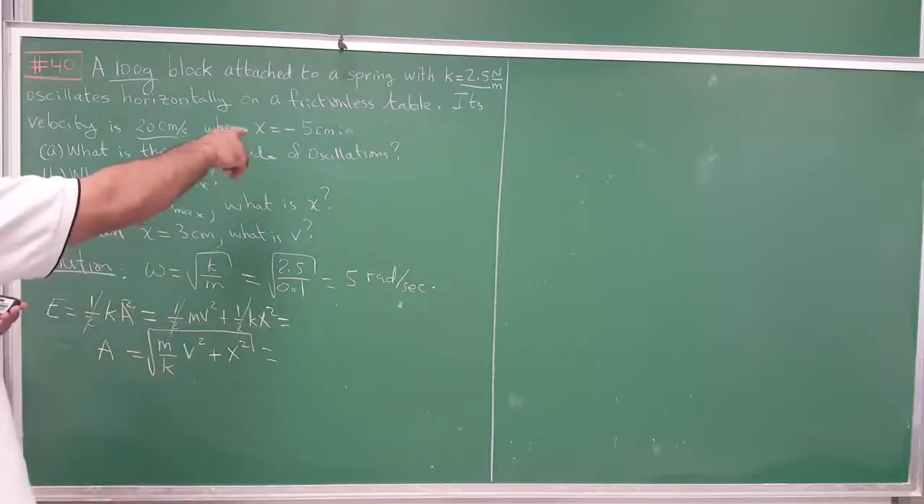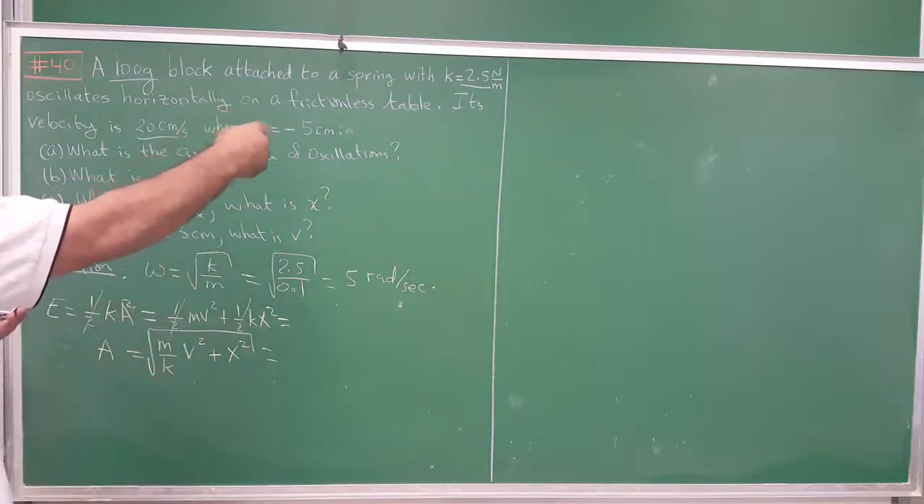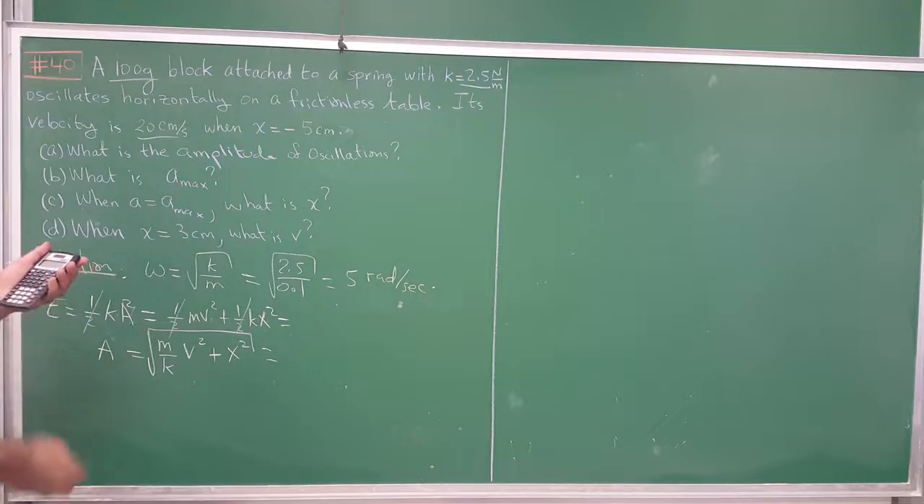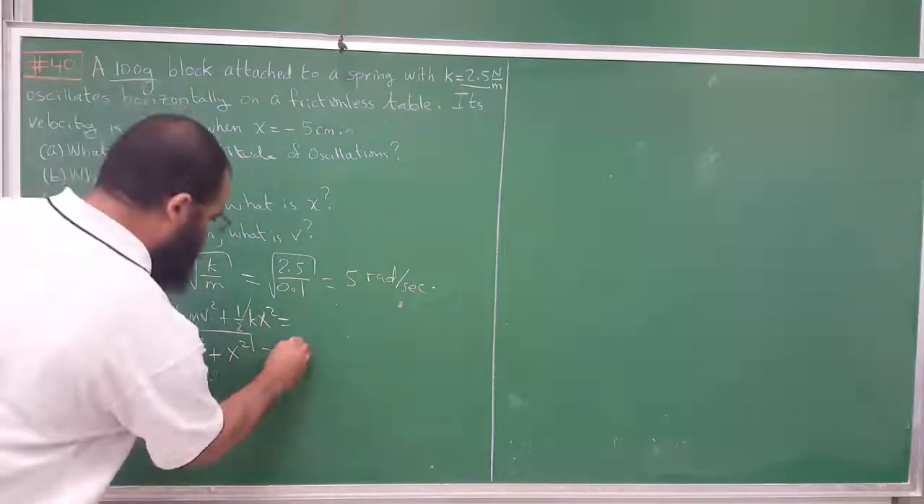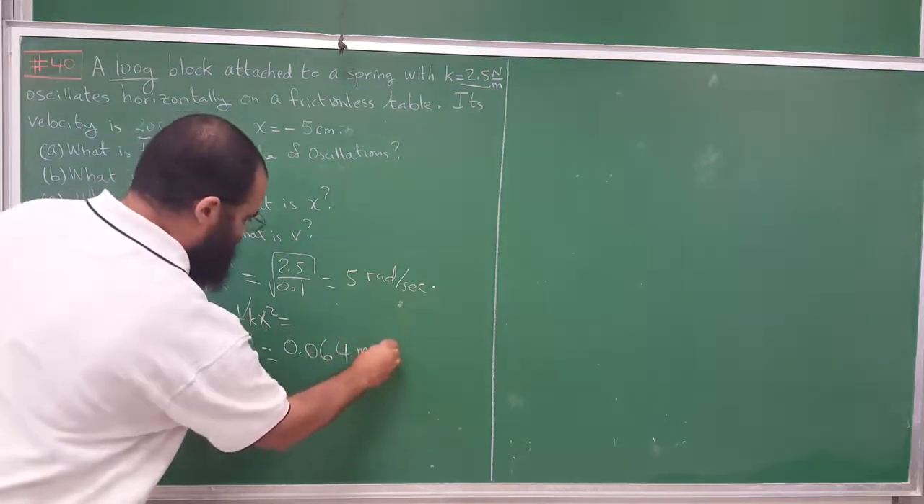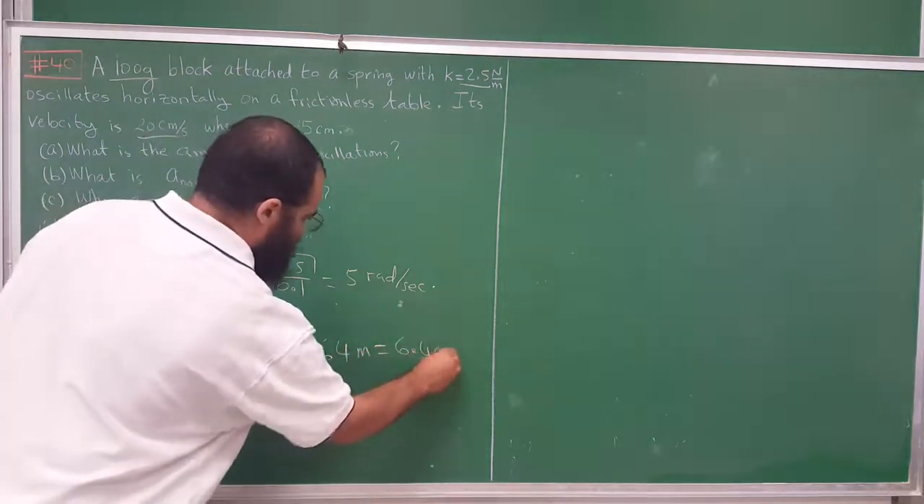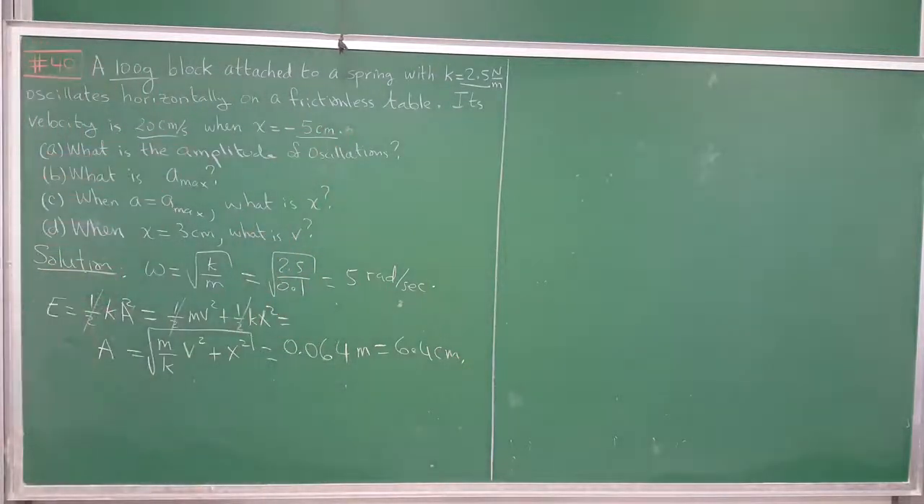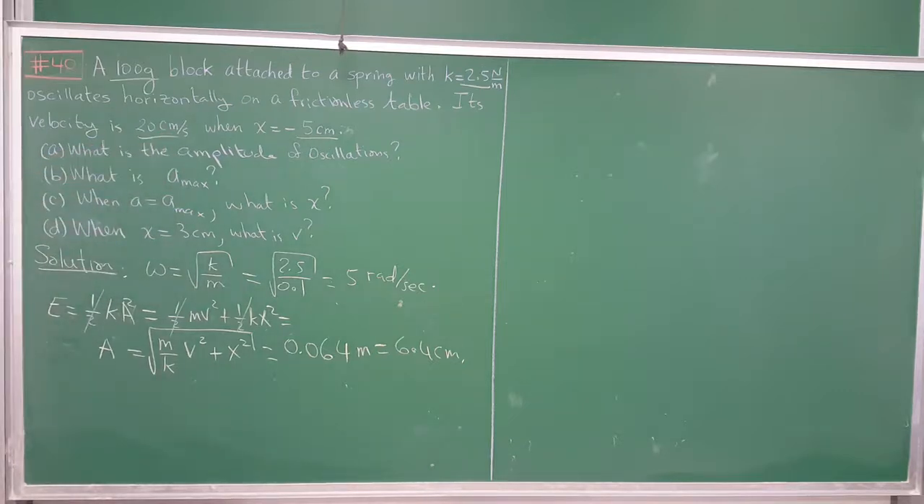X is -5, but 5 centimeters is 0.05 meters, and don't forget to square it also. Plus 0.05 to the power 2. The negative goes away anyway. And then don't forget to take the square root of everything. And we get the amplitude. The amplitude would be 0.064 meters, which is 6.4 centimeters, which is good. The amplitude better be at least equal to that. It would be larger because the speed wasn't 0. So 6.4 centimeters, that's the amplitude.